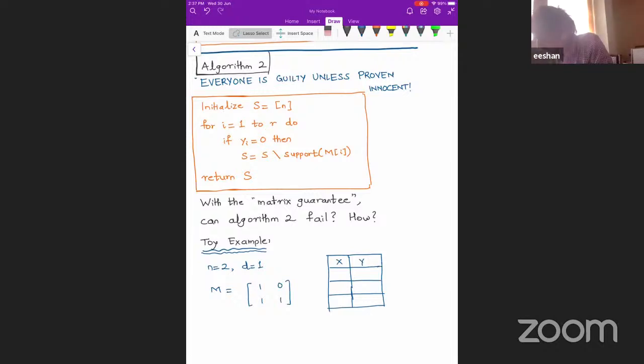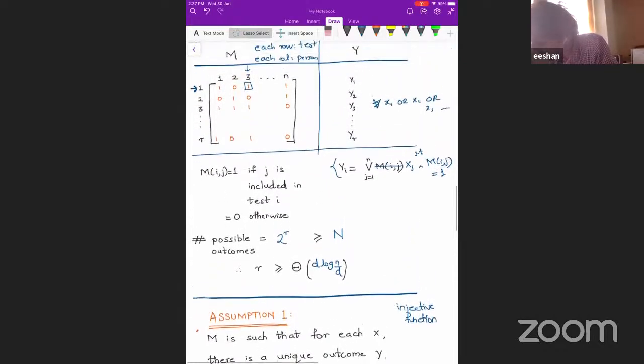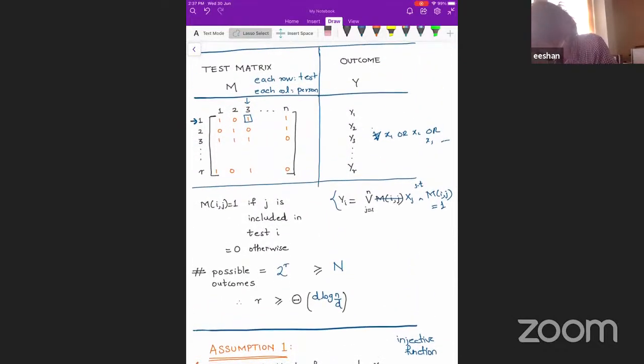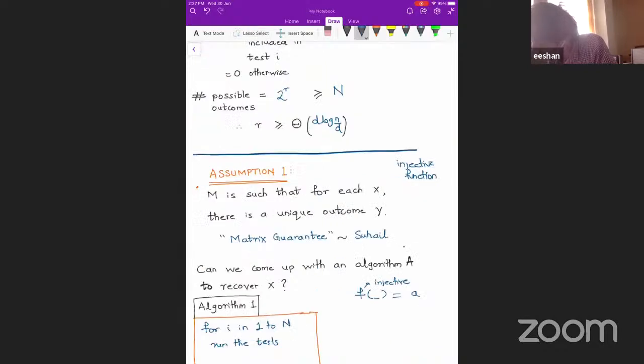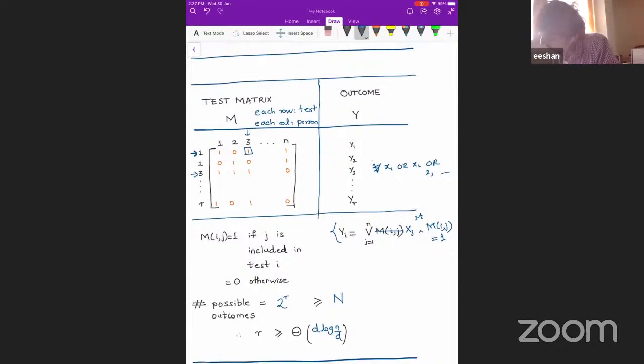For example, let's say test 3 gave me y3 equal to 0. I can surely say that 1, 2, and 3 are not infected, because their OR is 0. So x1 or x2 or x3 is 0, and definitely each of them is not infected. They are all zeros.